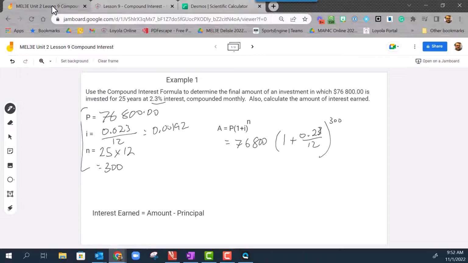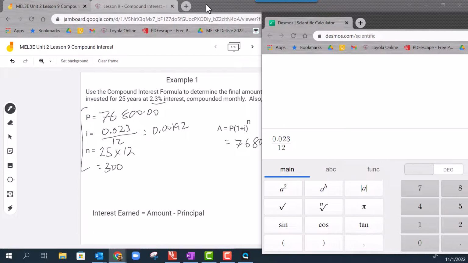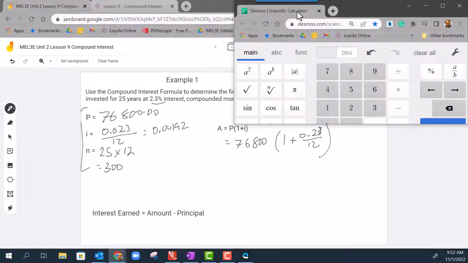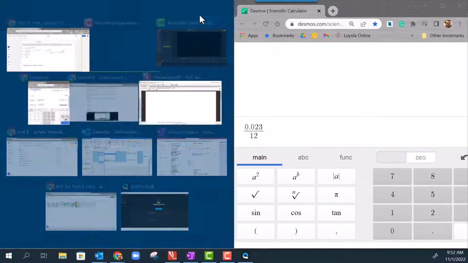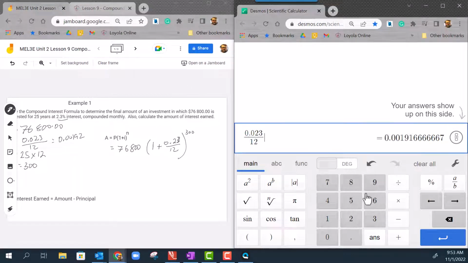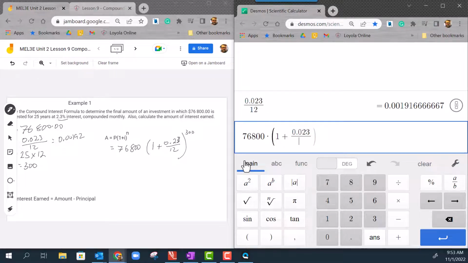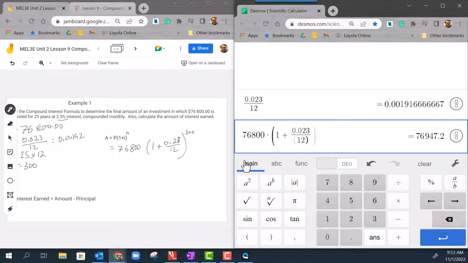So we're going to use our calculator to do this calculation for us. I'm just going to separate my calculator to one side and have this on the other side. Okay, so I'm going to enter here, and we're going to do this calculation in one shot. 76,800 times bracket 1 plus 0.023 over 12. Close the bracket.